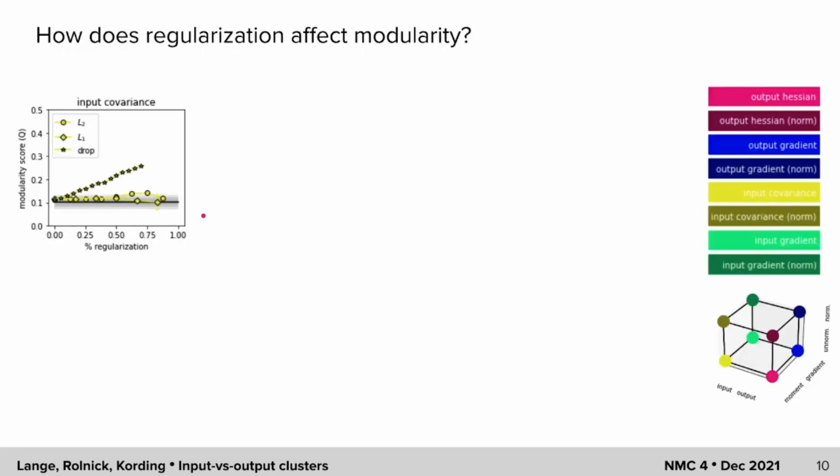This plot shows the average modularity score, quantified using the input side covariance measure of pairwise similarity, as a function of regularization strength. We used three different types of regularization: L2 normalization on the weights, or weight decay, L1 normalization on the weights, and dropout after each layer. The gray shaded area shows the distribution of scores for untrained models.